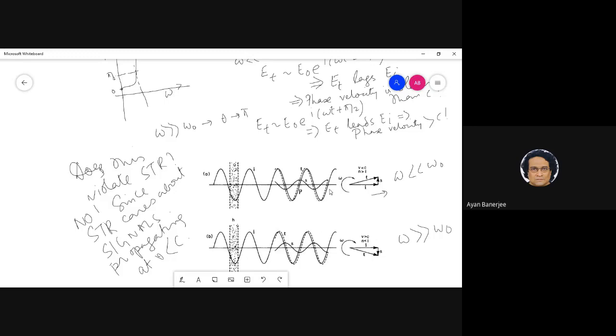Whereas in this case, it is the opposite. It is arriving later, which means its velocity is slower than that of the incident wave.